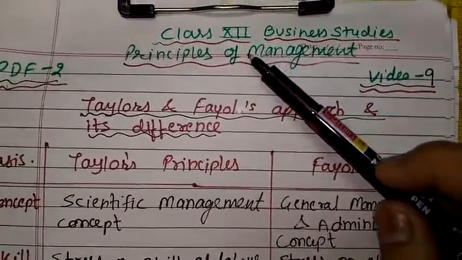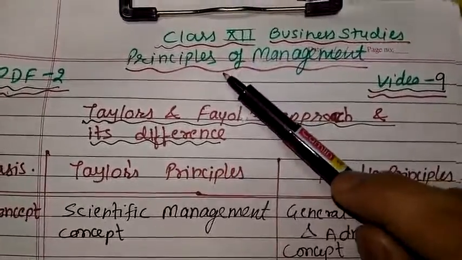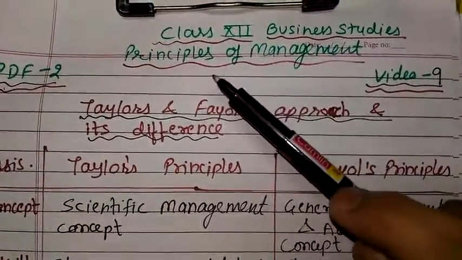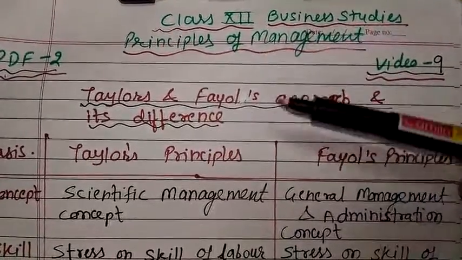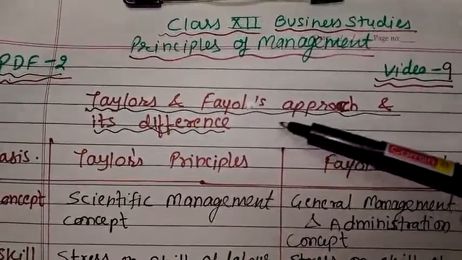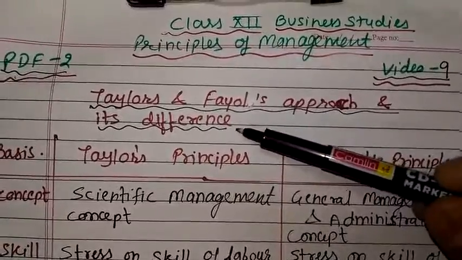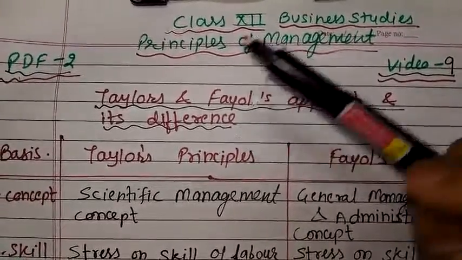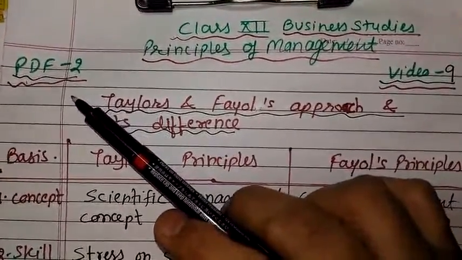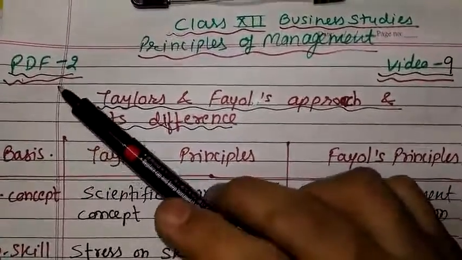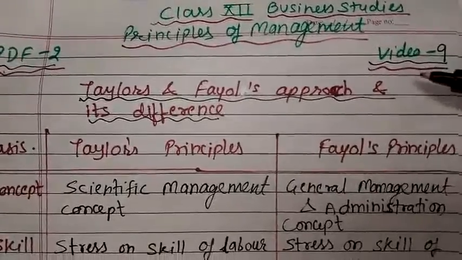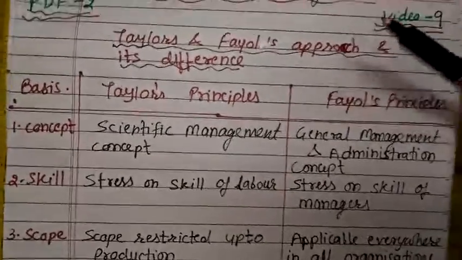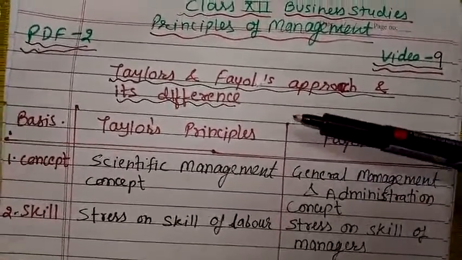Jyotsna Meena and today I am going to explain class 12 business studies second chapter, principles of management, and the topic is Taylor's and Fayol's approach and their difference. Now, according to PDF 2, this topic is given in detail in the PDF, and this is video number 9 of this chapter. So, what is the difference in Taylor and Fayol's approach?